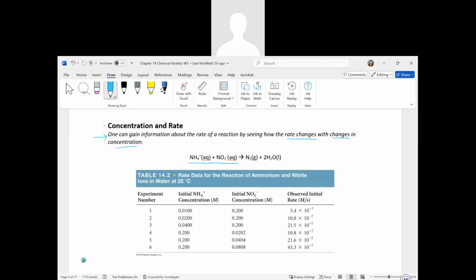So what we see down here in this table is a number of experiments, 6 here, and there are some initial concentrations given for ammonium and our nitrite ions here. And we see this reaction can progress at different rates. So these are our observed initial rates of these different combinations of concentrations of reactants.